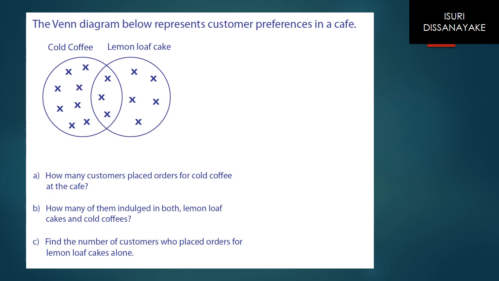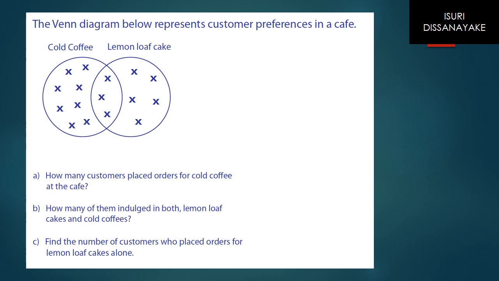The Venn diagram below represents customer preferences in a cafe. Cold coffee and lemon cake. So look at this. The first question. How many customers placed orders for cold coffee at the cafe? So you can see this particular circle shows the number of customers who ordered a cold coffee. So it's 3 over here, 4, 5, 6, 7, 8, 9, 10 and 11. So we have 11 customers who have ordered a cold coffee.